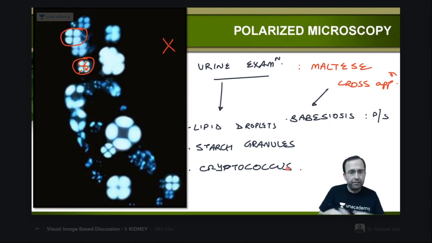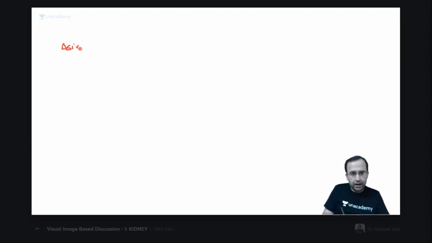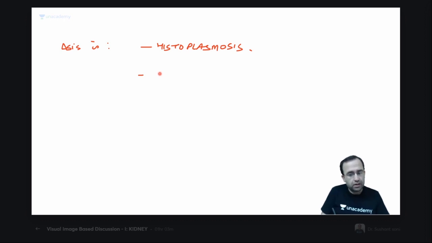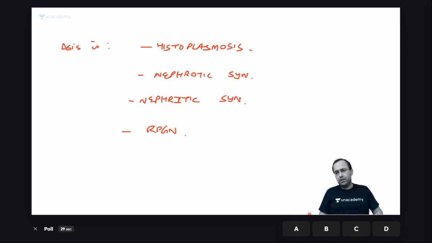So the question that can be framed in this is, you can be given this polarizing microscope appearance and asked the diagnosis. Options: histoplasmosis, nephrotic syndrome, nephritic syndrome, or the last is RPGN, or they can give it as acute glomerulonephritis. Answer. ABCD.